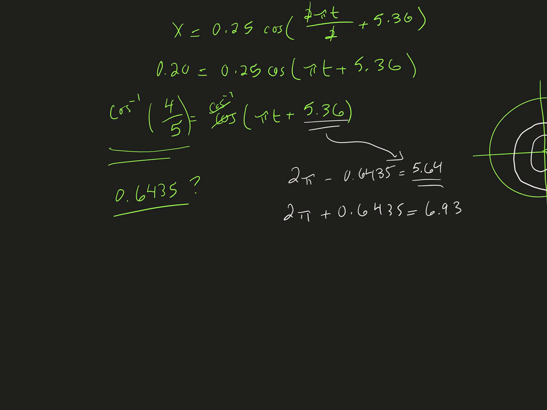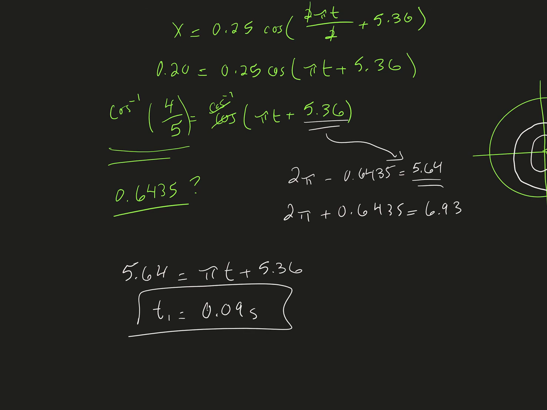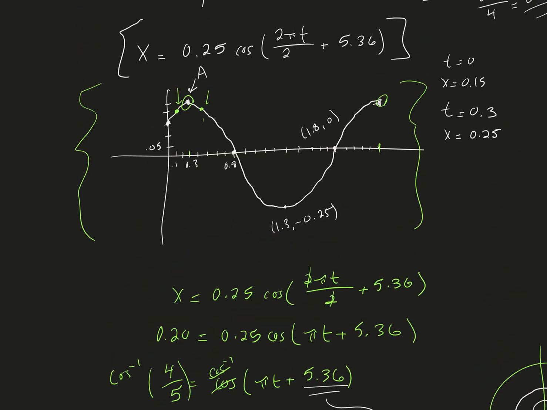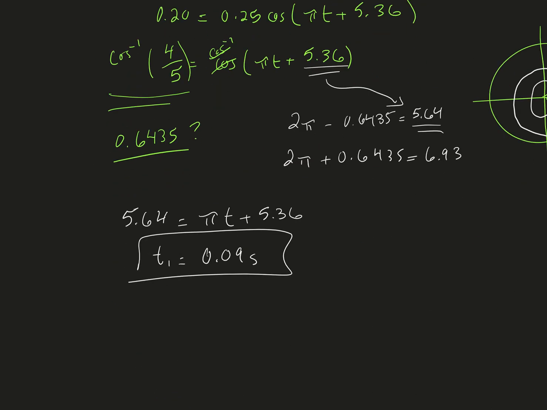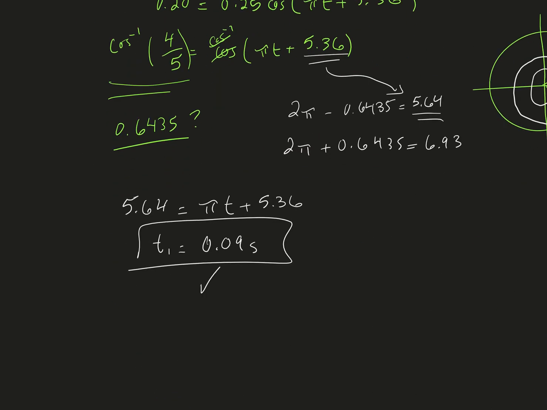So then if I take this and quickly plug this back in for my value here, I'm going to do 5.64 first, equal to pi times t plus 5.36, right? This is easy enough for me to solve. Now if I solve this, if I subtract the 5.36 over and then divide by pi, I get the first time that this happens to be about 0.09 seconds. And that actually makes a lot of sense based on my graph, because my graph said around 0.1. So that actually looks really good, right? And kind of confirms, yeah, that makes sense for me.